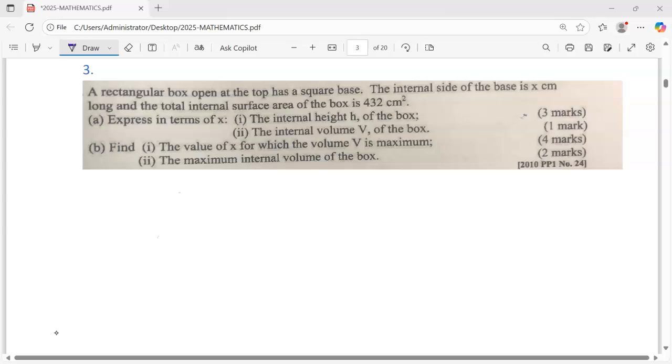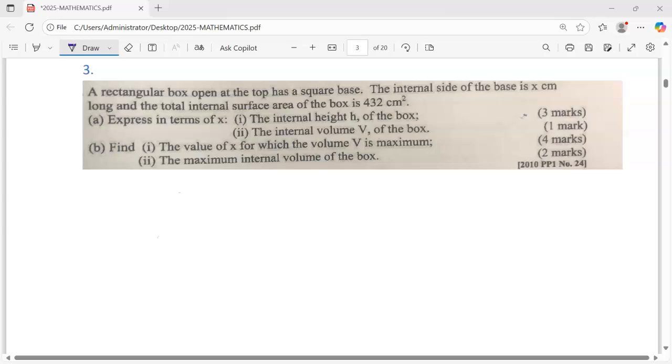We are presenting K.C.S.E 2010 paper 1 question number 34, a question on differentiation and its applications. The question reads: a rectangular box open at the top has a square base. The internal side of the base is x centimeters long and the total internal surface area of the box is 402 square centimeters. Part A, express in terms of x the internal height of the box, 3 marks. Roman 2, the internal volume V of the box.